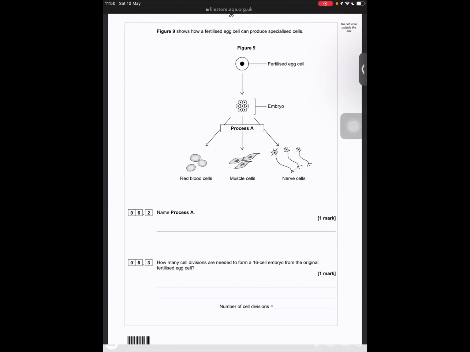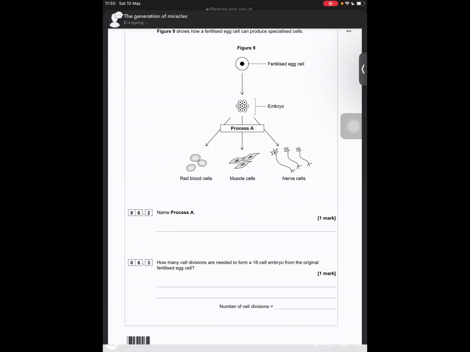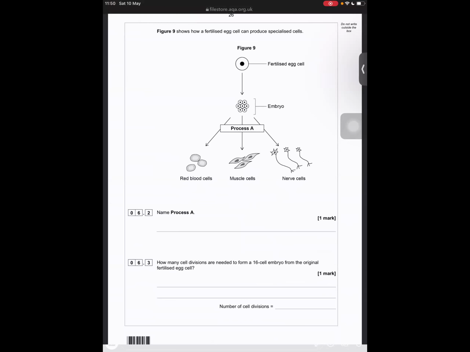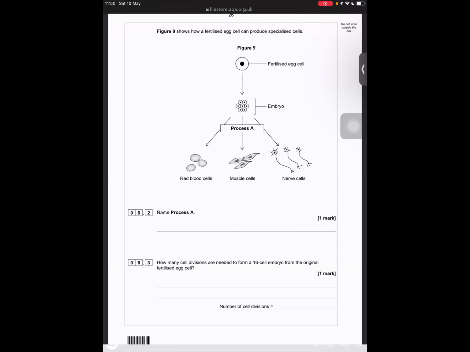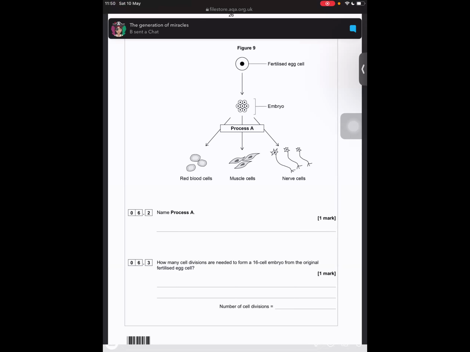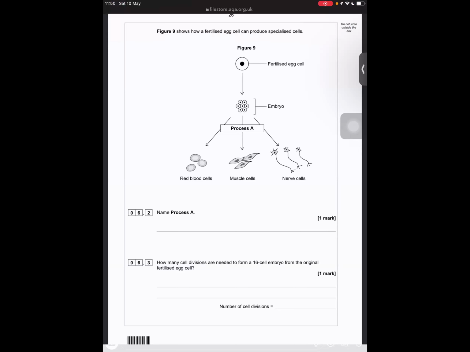Figure 9 shows how a fertilized egg can produce specialized cells. Embryo. Name the process A. Differentiation, because at that point it's specializing into muscle cells, red blood cells, and the others. Yes, cell differentiation. I'll go with that.